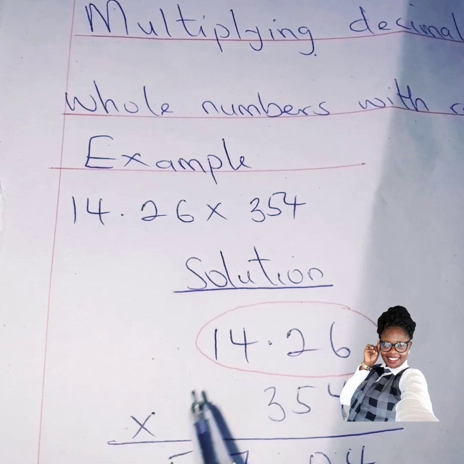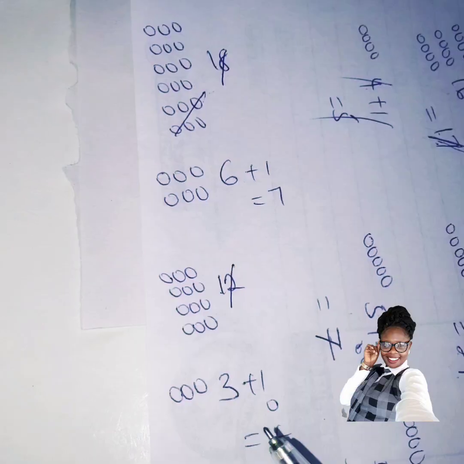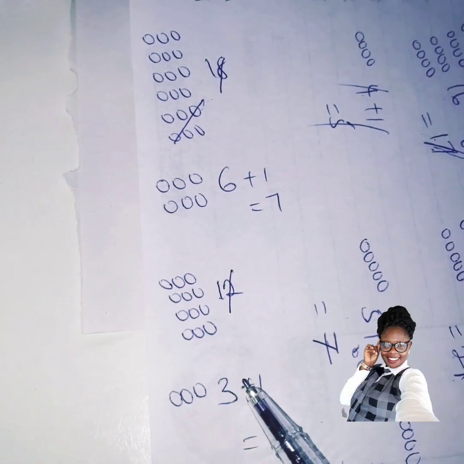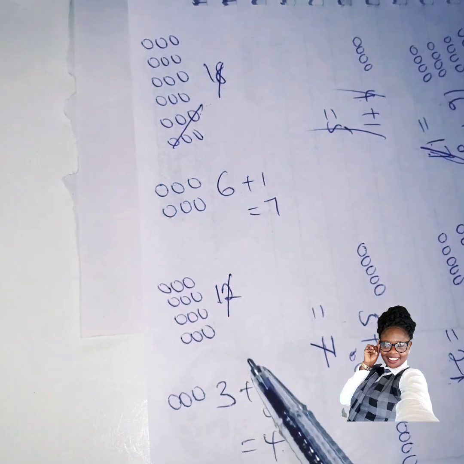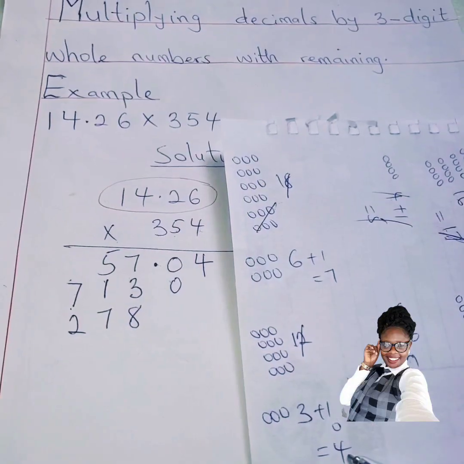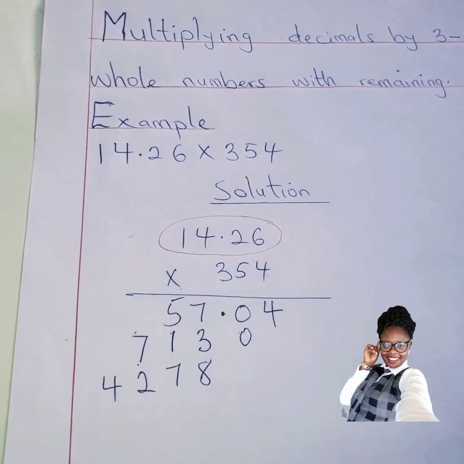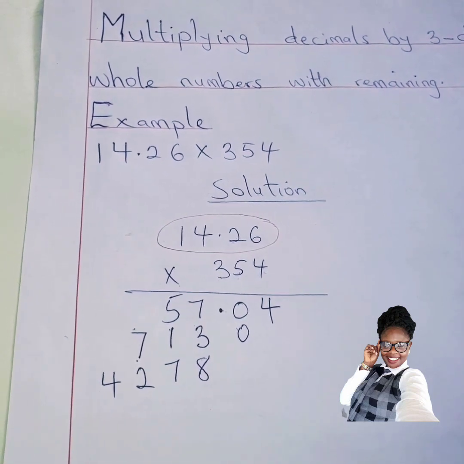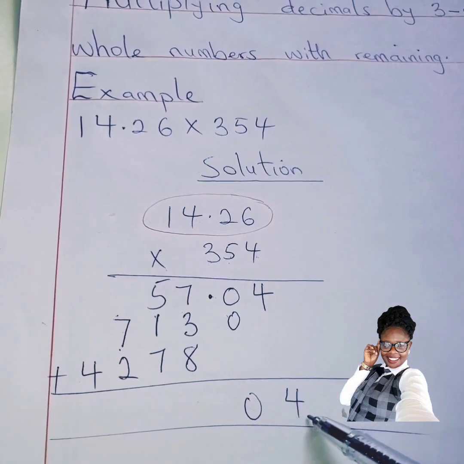3 times 1 equals 3, plus the one that is left here, 3 plus 1 equals 4. This is 4. So here it is. I'm done multiplying. I'll go ahead to add together. 4 is here. Bring it down.